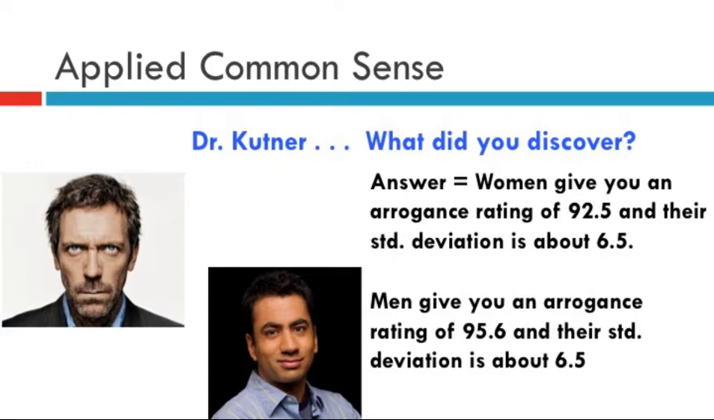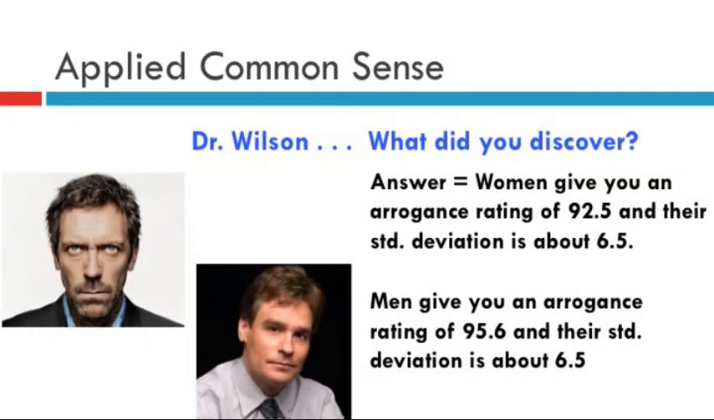So Dr. Kuttner, what did you discover? And he answers that women gave him an arrogance rating of 92.5, and their standard deviation was 6.5, and men gave you an arrogance rating of 96, and their deviation is about 6.5. So that's the evidence from Dr. Kuttner. And again, Dr. House, being a man of science, wants to replicate his project. So he asked Dr. Wilson to go out there and similarly collect data. And Dr. Wilson reports exactly the same means and standard deviations, same effect size, same noise for men and women as Dr. Kuttner. Kind of interesting.